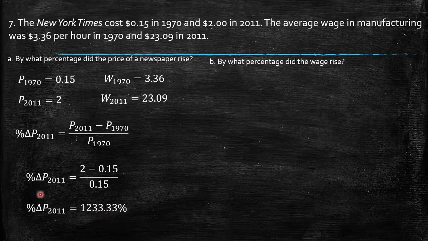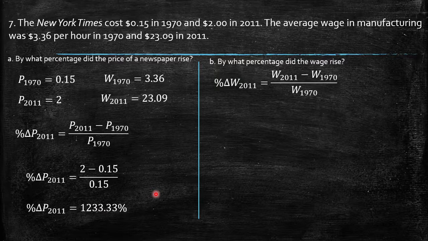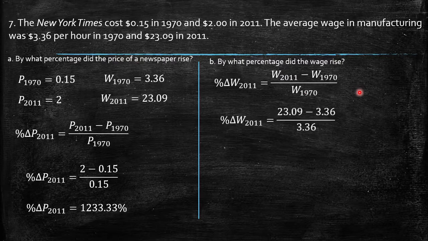1233.33%. Is that extremely huge? But as you can see here, it increased several times, so naturally it's more than 1000. B. By what percentage did the wage rise? Again, you need to compute final value minus initial value over initial value times 100 to get the percentage.